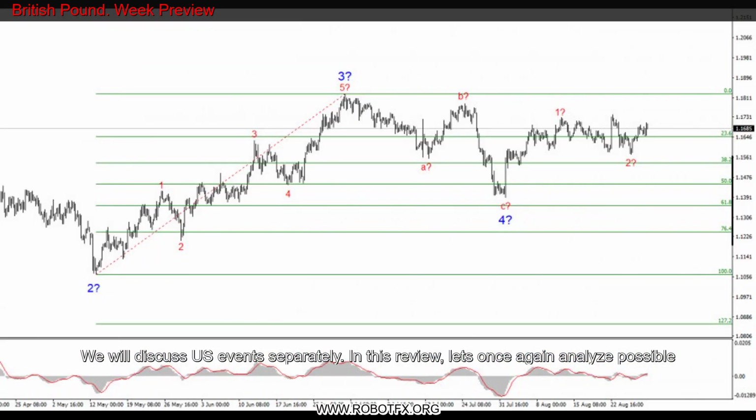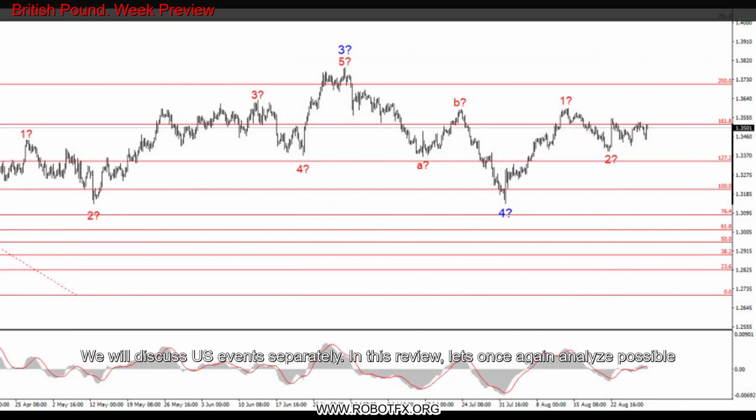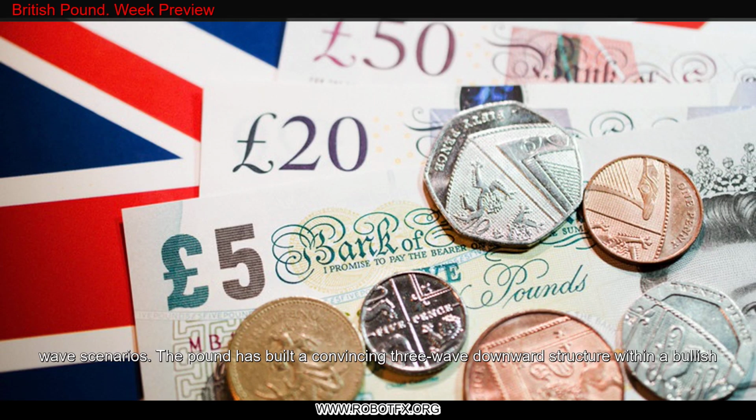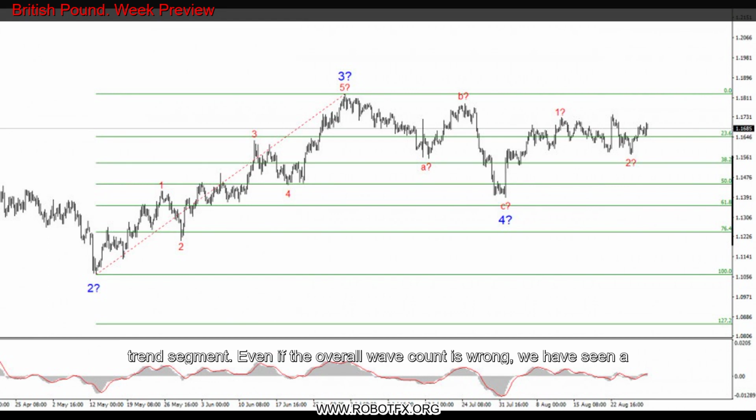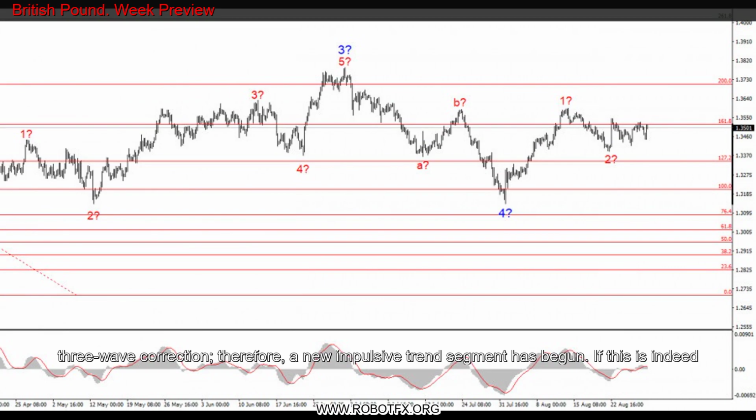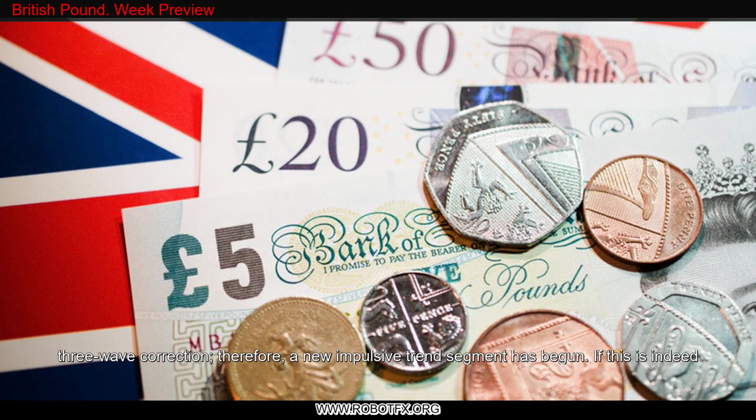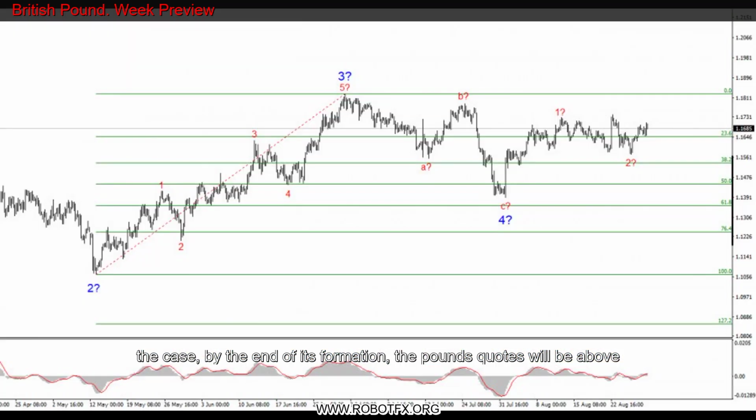The pound has built a convincing three-wave downward structure within a bullish trend segment. Even if the overall wave count is wrong, we have seen a three-wave correction. Therefore, a new impulsive trend segment has begun. If this is indeed the case, by the end of its formation, the pound's quotes will be above the 1.40 level. The first two waves of the new trend segment are obvious. We saw good growth followed by a pullback, indicating waves 1 and 2 within wave 5. Based on all of the above, the wave pattern suggests only an increase for the instrument.